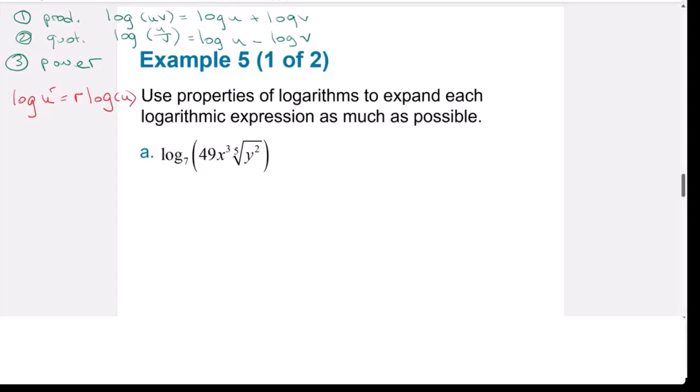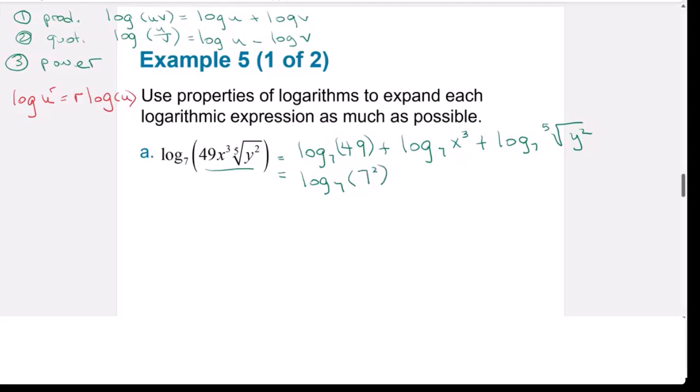I would recommend we just start separating all the products. What's inside here is really 49 times x to the third times the fifth root of y squared. So I'm going to make 3 different plus signs for each one of those variables and the constant. I'll keep the constant separate as well. I do know something about 49, don't I? 49 is the same as 7 times 7.